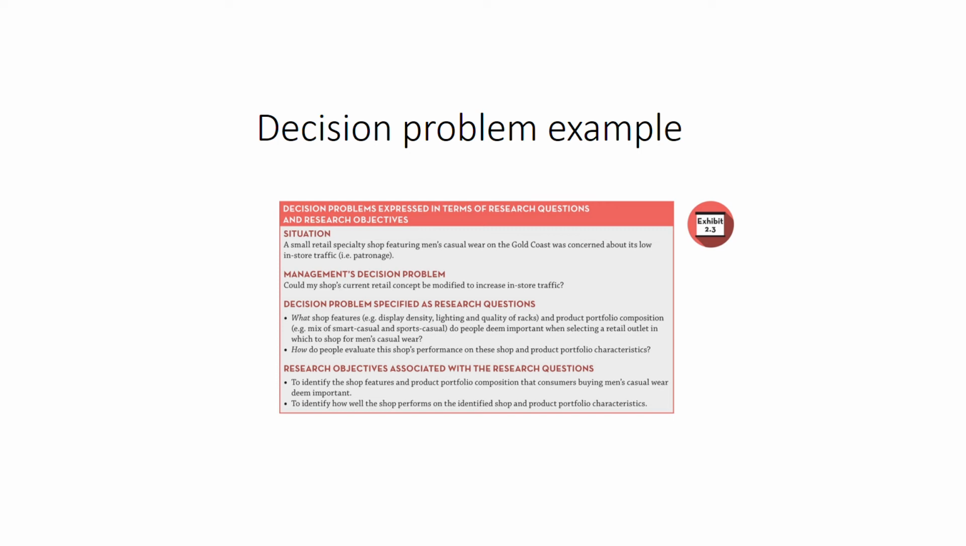And finally, we see the research objectives, which is to identify the shop features and product portfolio composition that consumers buying men's casual wear deem important, which relates to research question 1, and to identify how well the shop performs on the identified shop and product portfolio characteristics, which is research question 2.